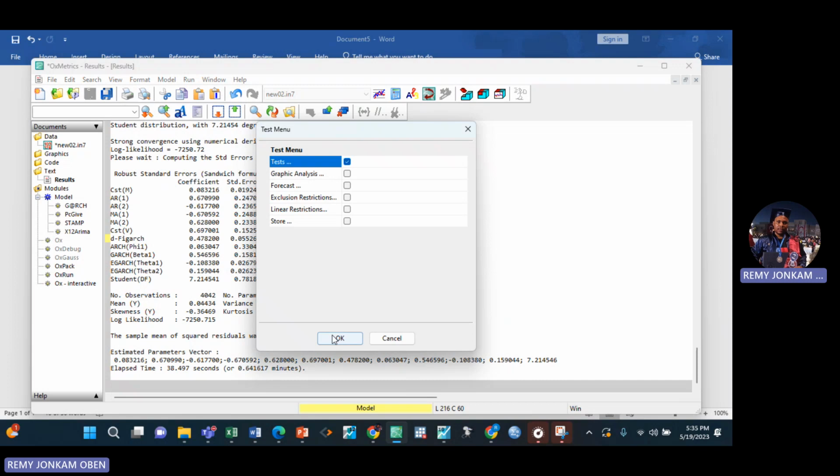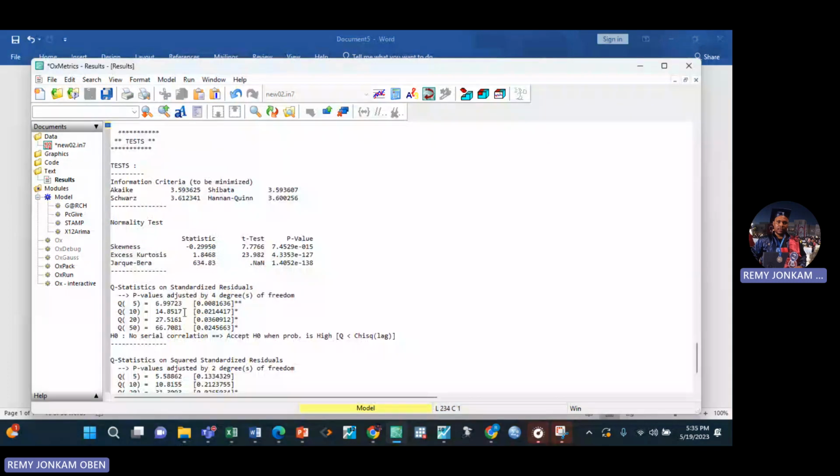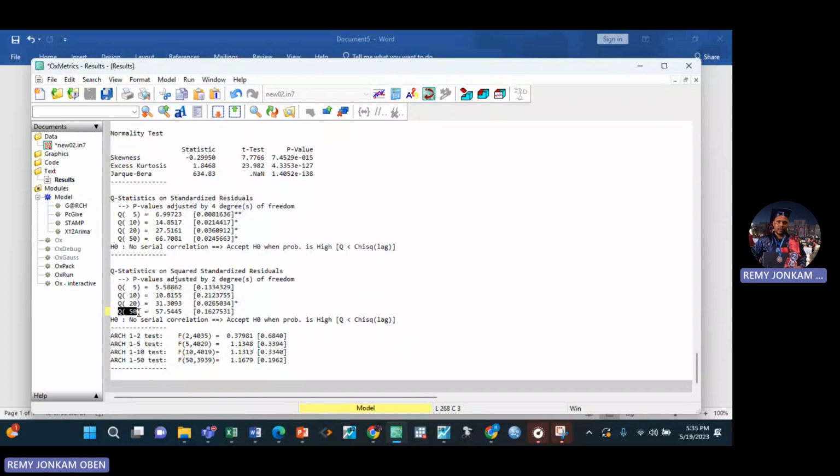Most importantly, we are interested in squared standardized residuals. So directly check for 50 lags because we have a high number of observations. If you see the probability value is greater than 5%, therefore we cannot reject the null. So there is no serial correlation, which solves the problem. And if you check the ARCH test for 50 lags, also the probability value is greater than 5%. So you cannot reject the null. And you know the null is telling us that there is no ARCH effect. Therefore, it has solved the problem. So there is no ARCH effect.